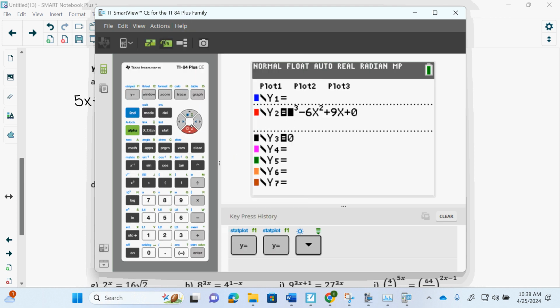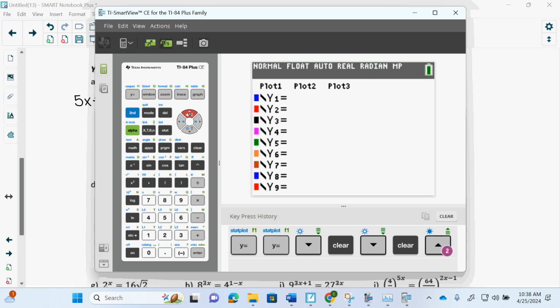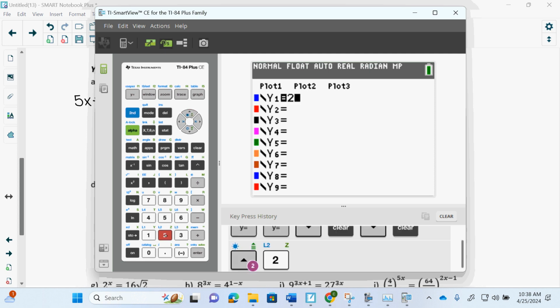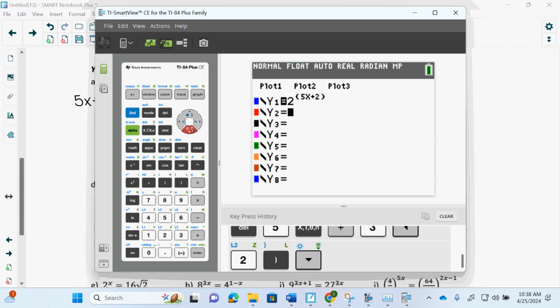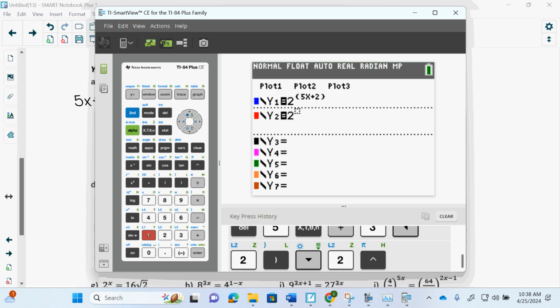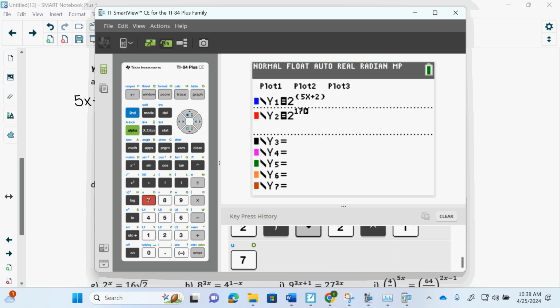You're just putting in the actual question. So on the left, you put in 2 to the power of, see, mine pops up, so I don't need brackets. But if yours doesn't pop up, you have to put brackets. I'm just proving a point. So we go 5x plus 2, and then on the right, 2 to the 17. Mine pops up, I don't need brackets. If yours doesn't pop up, you need brackets.